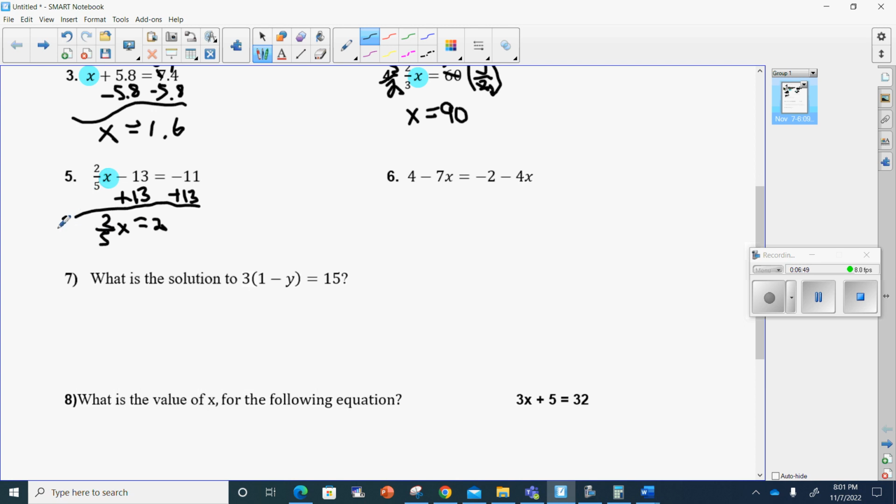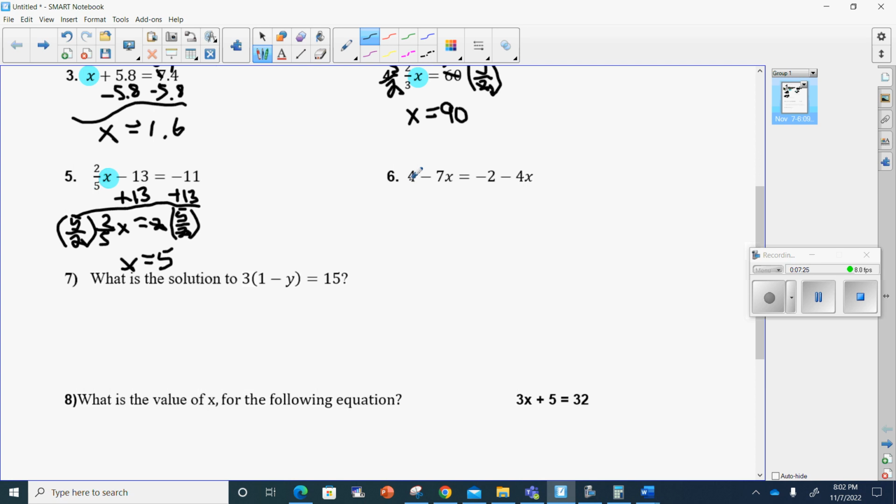Now I'm going to multiply this side by 5 over 2. So the reciprocal of 2 over 5. I know this will give me 5 times 2 is 10. 10 over 10 is 1, so x would be by itself. Whatever I do to one side, I do to the other side. So I'm going to multiply this by 5 over 2. Well, with the 2 on the top and 2 on the bottom, I can cross them out, which leaves me 1 times 5, and that's 5.